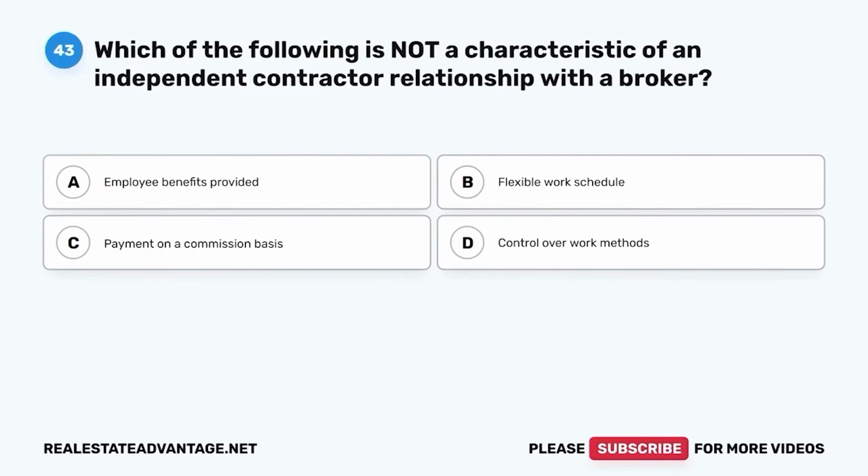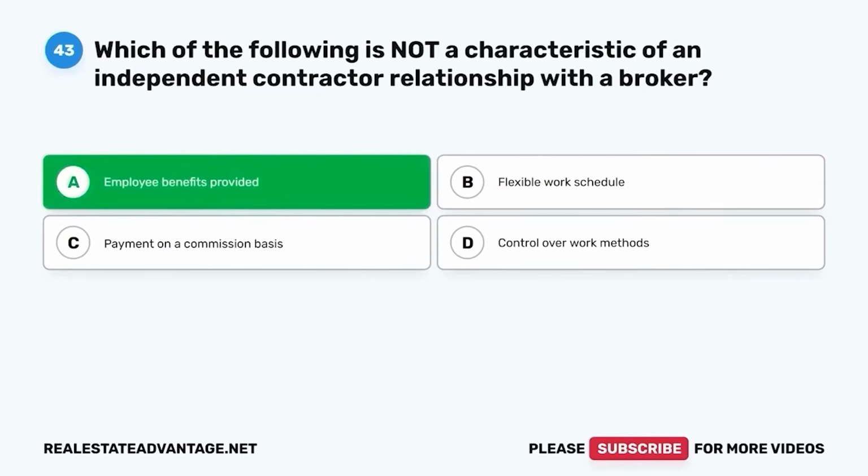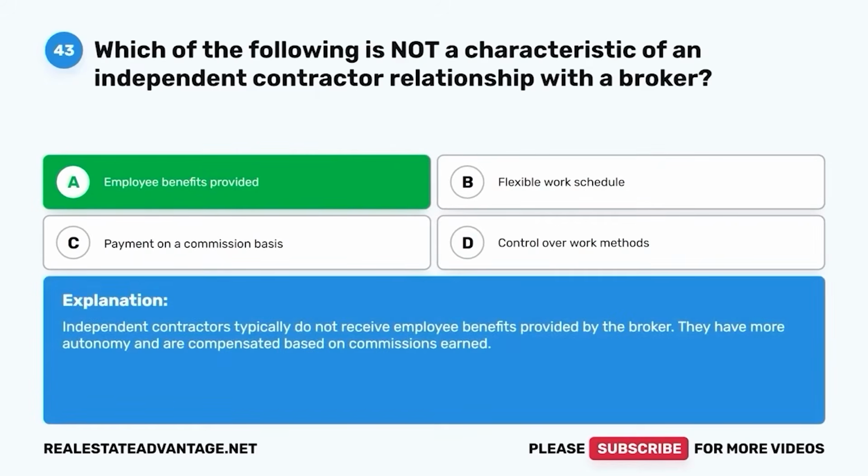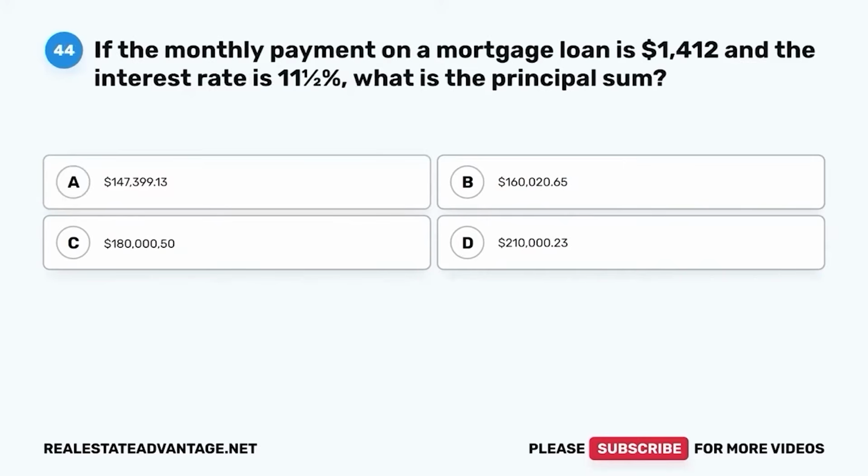Question 43. Which of the following is not a characteristic of an independent contractor relationship with a broker? A. Employee benefits provided. B. Flexible work schedule. C. Payment on a commission basis. D. Control over work methods. The correct answer is A, employee benefits provided. Independent contractors typically do not receive employee benefits provided by the broker. They have more autonomy and are compensated based on commissions earned.